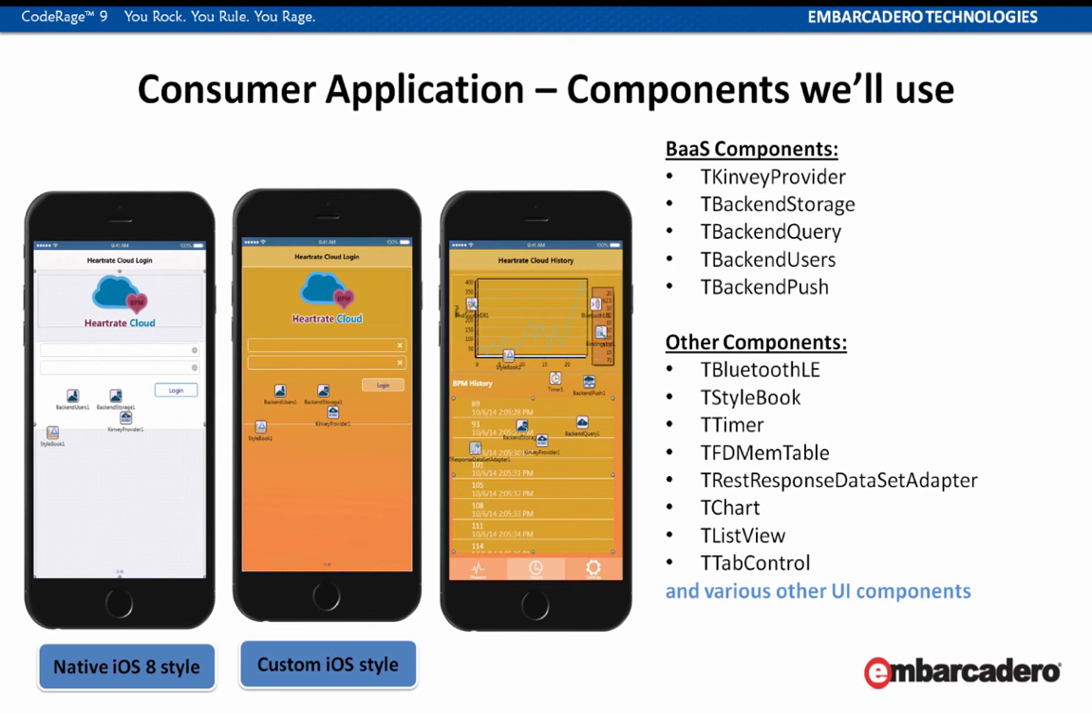Other components that we'll be using include, of course, our Bluetooth LE component, our stylebook component for changing the UI style of our application, a timer component for automatically updating our chart every second as new heart rate data is retrieved, several data components such as our memtable component and REST response dataset adapter component, a charting component for showing data in a chart, list view component that of course shows our BPM history and also our current heart rate data, a tab control so the user can tab between measuring the heart rate, looking at the heart rate history and settings, and various other UI components.